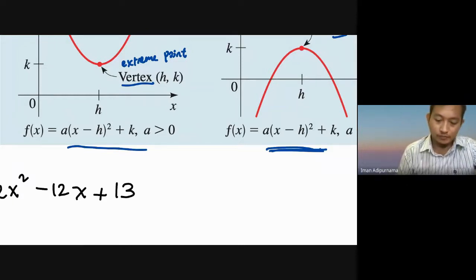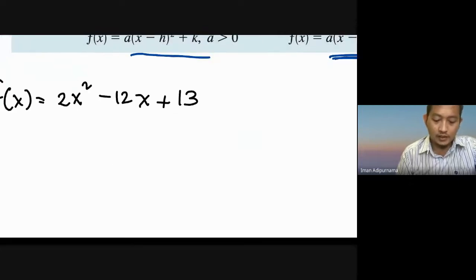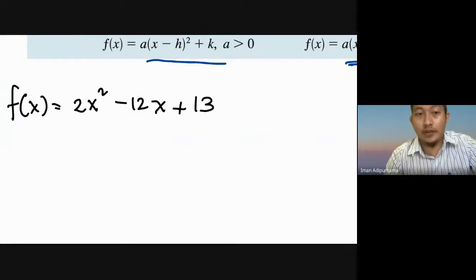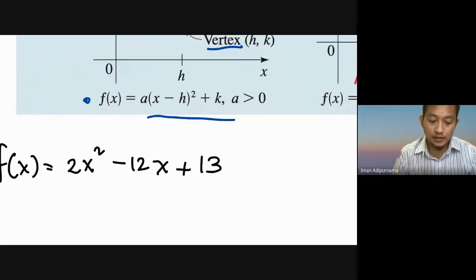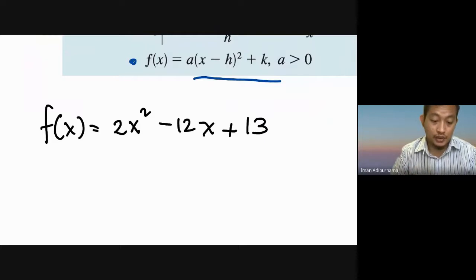Now look at these equations. Now we have the function f(x) = 2x squared minus 12x plus 13. So first, how do we deal with this equation? And can we write something like this with a completed square? Let's start to check.